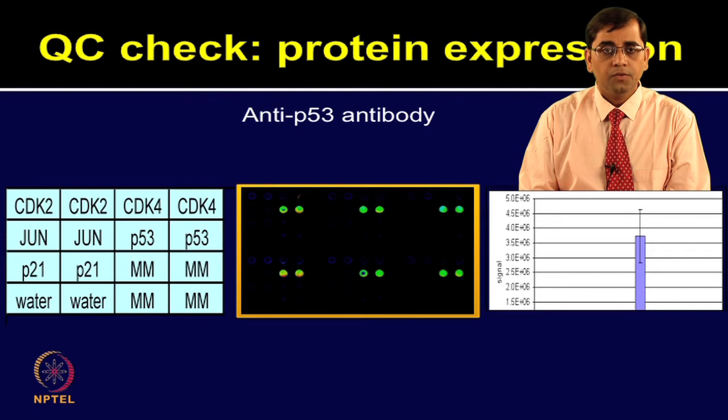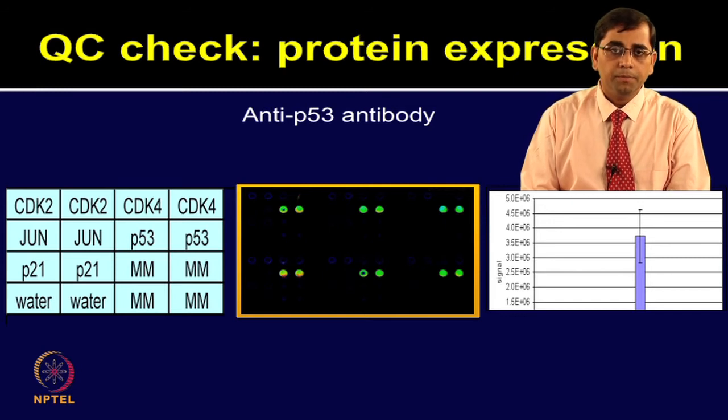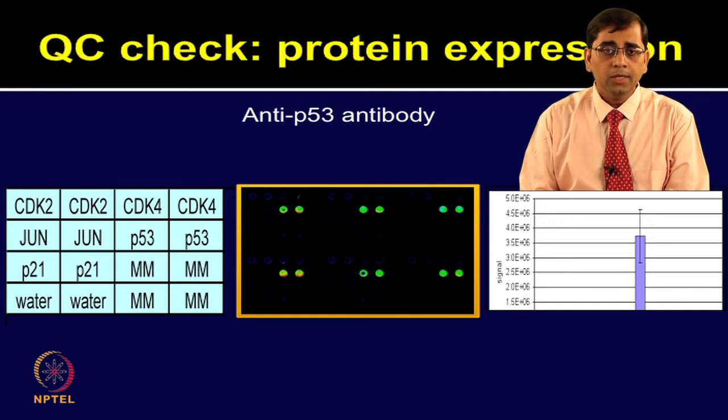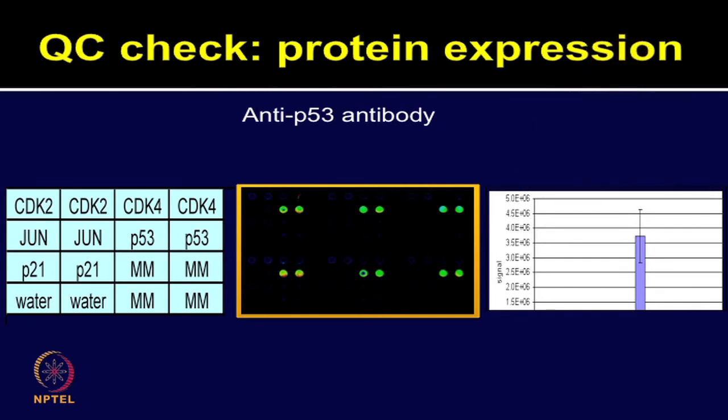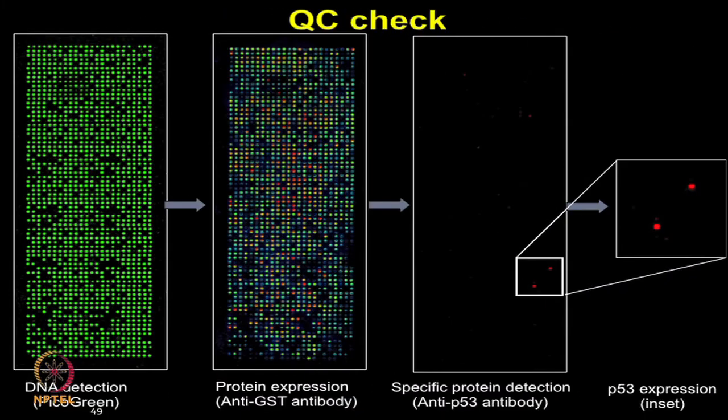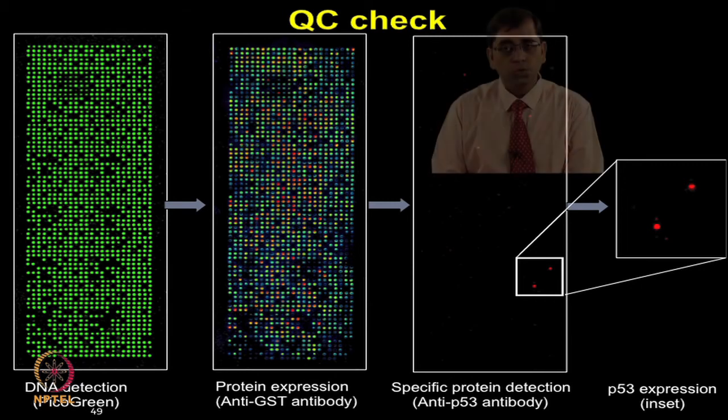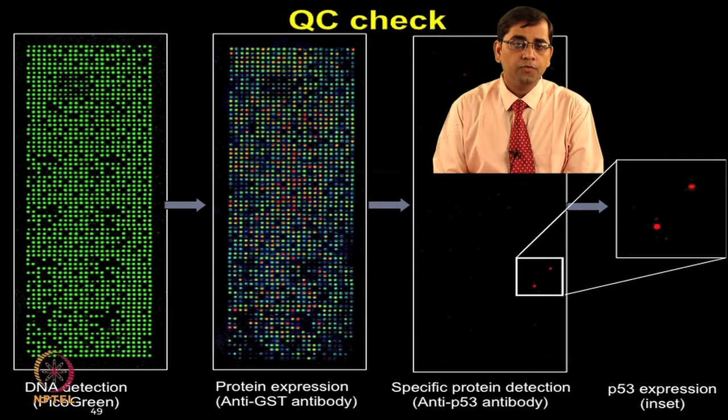In this case, we have used anti-P53 antibody to find out P53 protein printed on the chip surface. As you can see in the middle panel, only one pair of spots is lighting up, which shows that only P53 can be detected. The intensity can be plotted in a graph as shown in the right panel. This is an overview of the quality control checks that one has to perform during the whole NAPPA procedure.